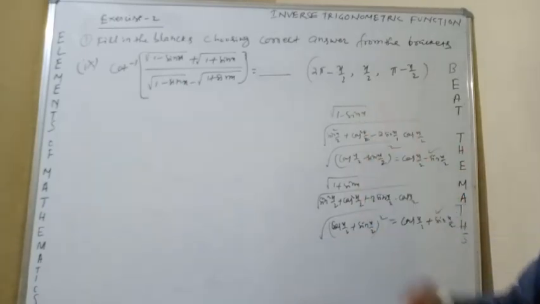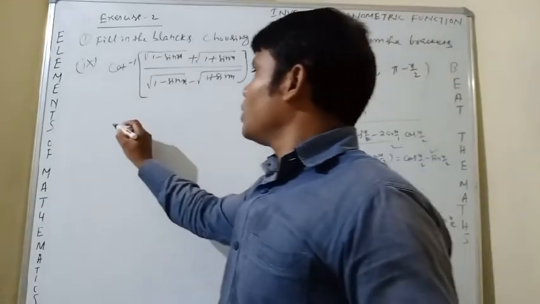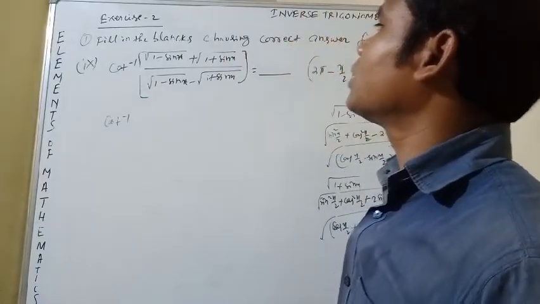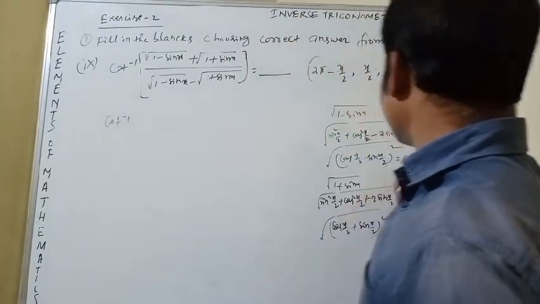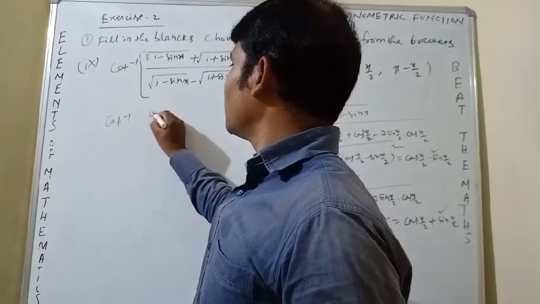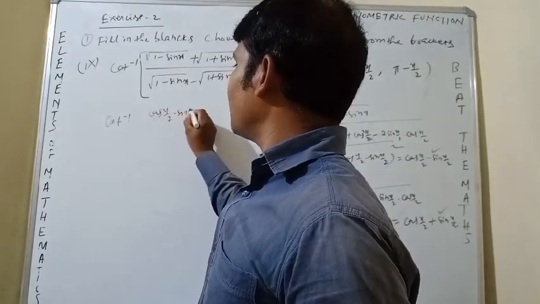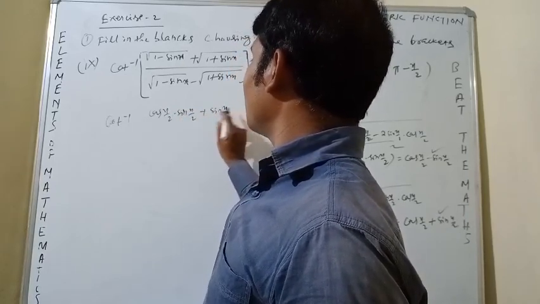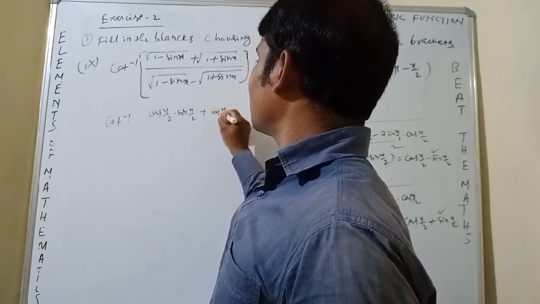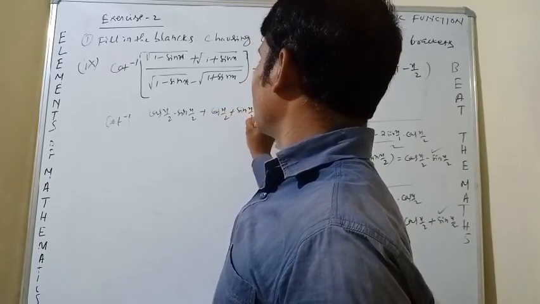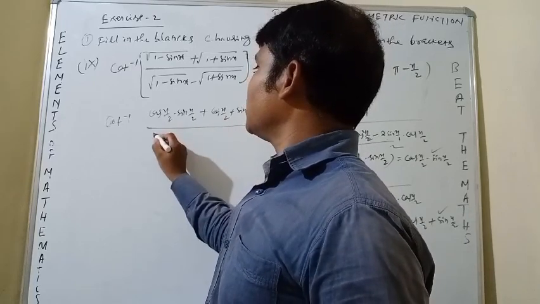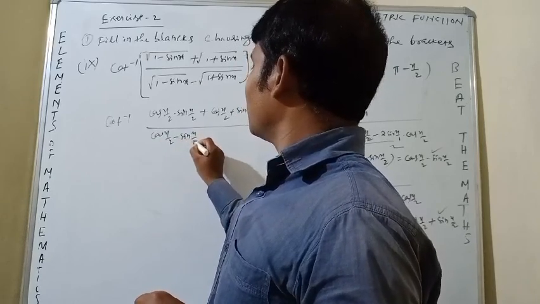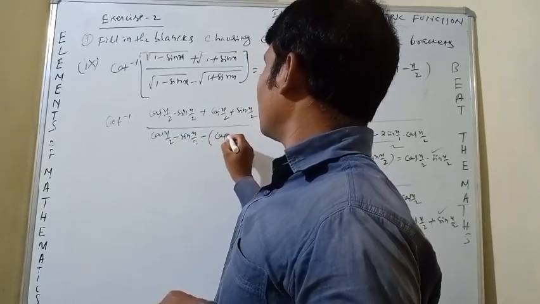So this is equal to cot inverse of: root over 1 minus sin x is cos x by 2 minus sin x by 2, plus root over 1 plus sin x, cos x by 2 plus sin x by 2, divided by cos x by 2 minus sin x by 2 minus cos x by 2 plus sin x by 2.